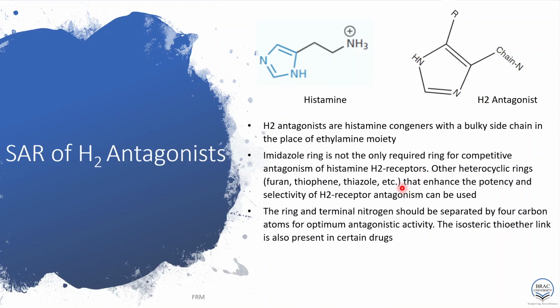So the next requirement of antagonistic activity is this terminal nitrogen and this ring, and between this ring structure and the terminal nitrogen, the distance should be separated by 4 carbon atoms for optimum activity, 4 to 5 carbon atoms. And sometimes in between these there is a thioether, like a sulfur or thioether bond, between these 4 carbons in different H2 blockers.